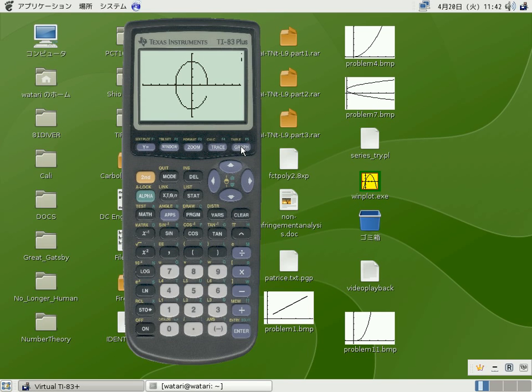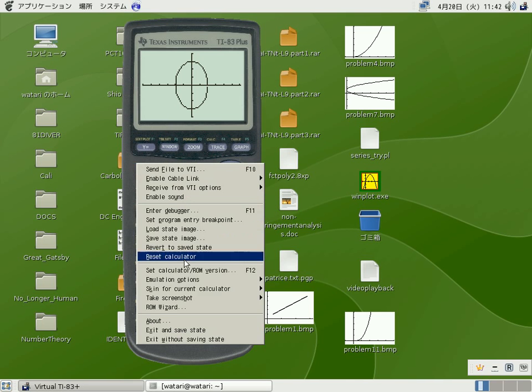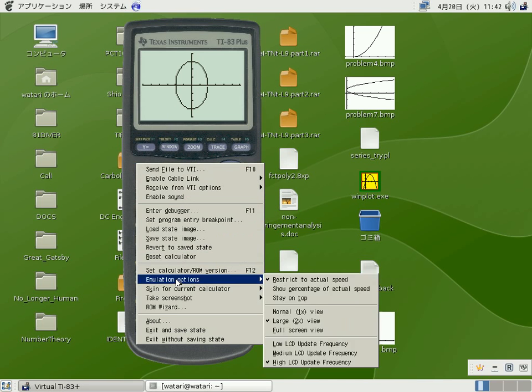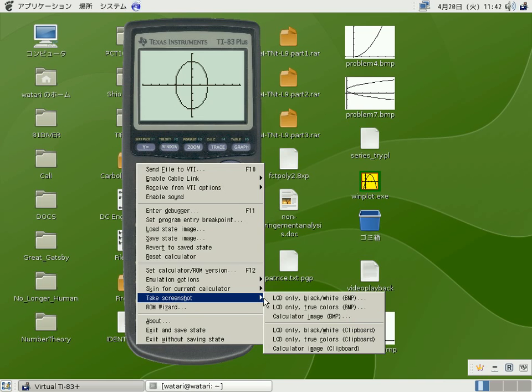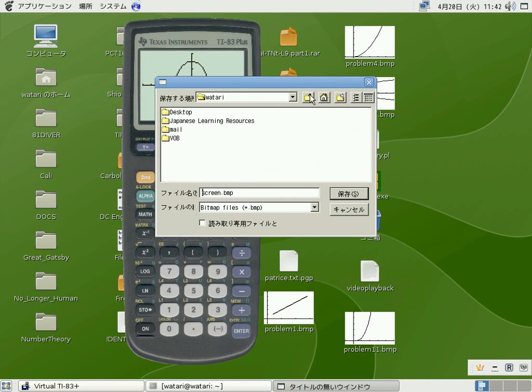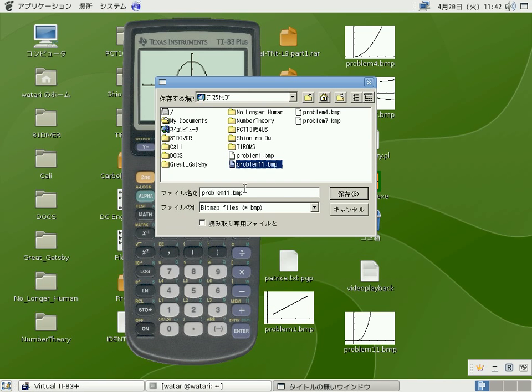And that graphs it going all the way from 0 to 2 pi. So I'll go ahead and take a screenshot of this one. And this was problem 13, right? So we'll save that one.